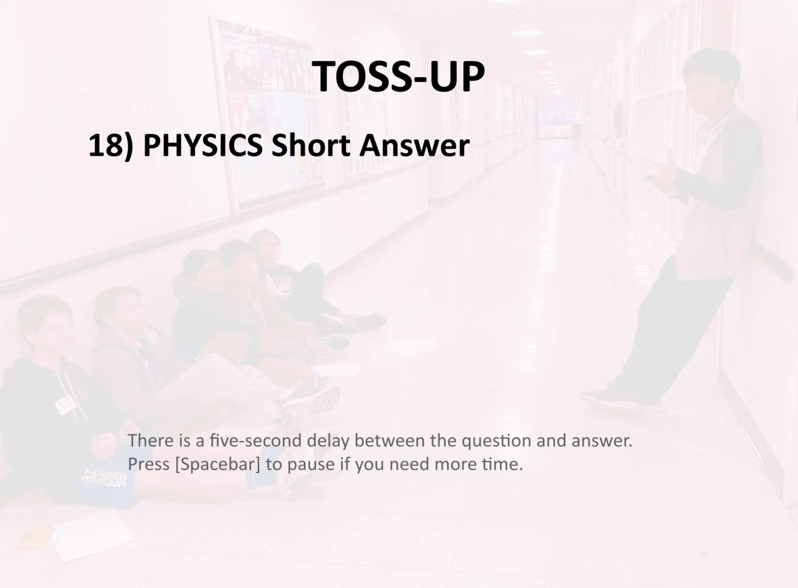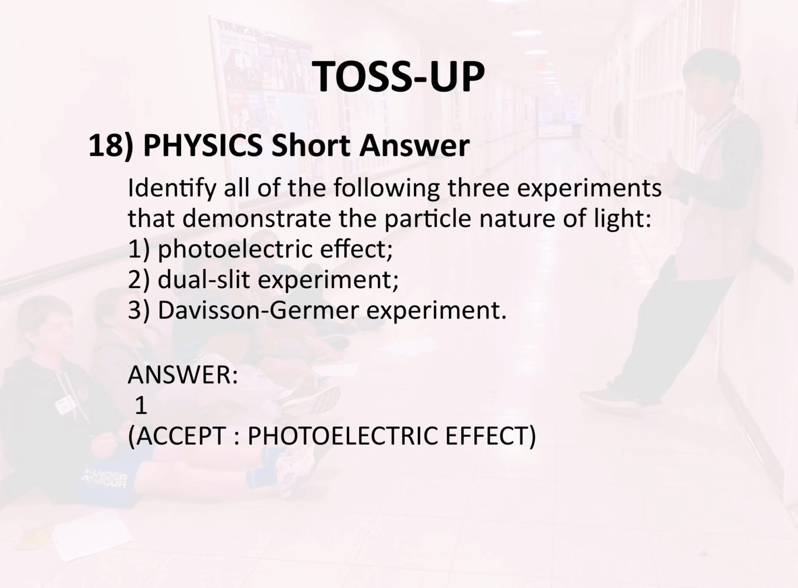Toss-up 18. Physics. Short answer. Identify all of the following 3 experiments that demonstrate the particle nature of light. 1. Photoelectric effect. 2. Double-slit experiment. 3. Davisson and Germer experiment. Answer: 1.